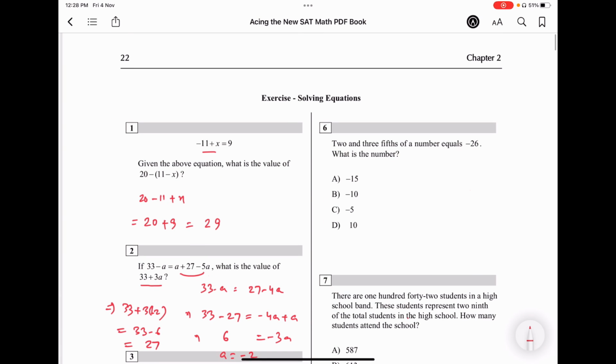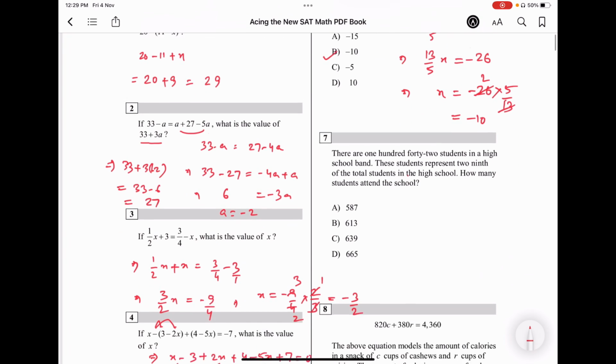Question number 6. 2 and 3/5 of a number equals minus 26. What is the number? First of all, we convert this mixed fraction to an improper one. So this gives you 13 by 5x equals minus 26. Then I multiply both sides by 5 by 13. This goes 2 times. I get minus 10. So B is the correct answer.